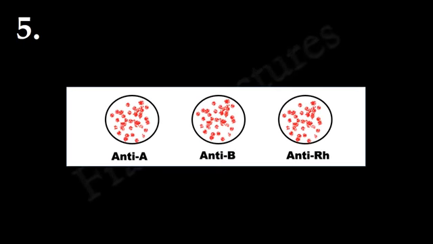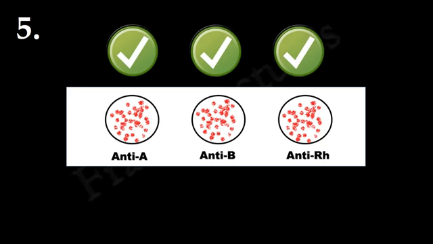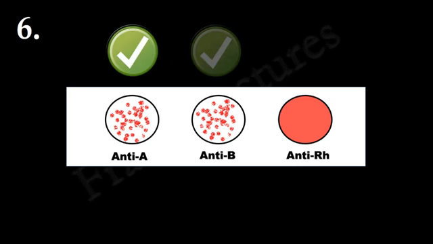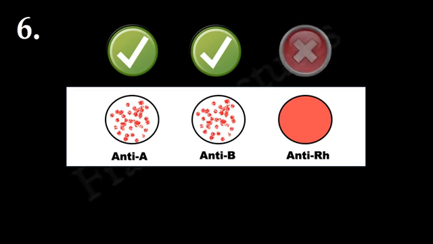Here, agglutination is observed in all three circles. This means all three antigens are present. Therefore, blood group is AB positive. Here agglutination in anti-A and anti-B circle indicates that both antigen A and B are present. But there is no agglutination in anti-Rh circle, which indicates absence of Rh antigen. Therefore, blood group is AB negative.